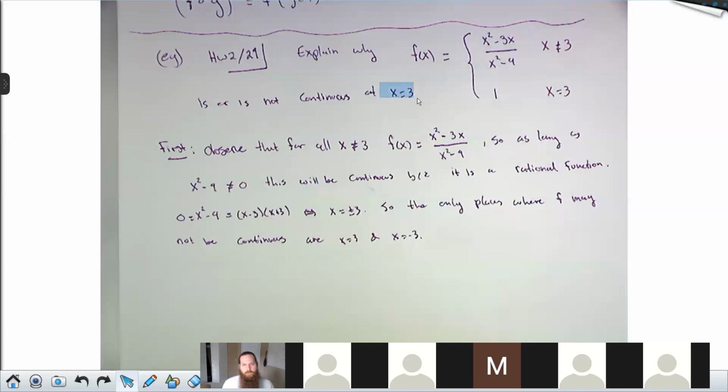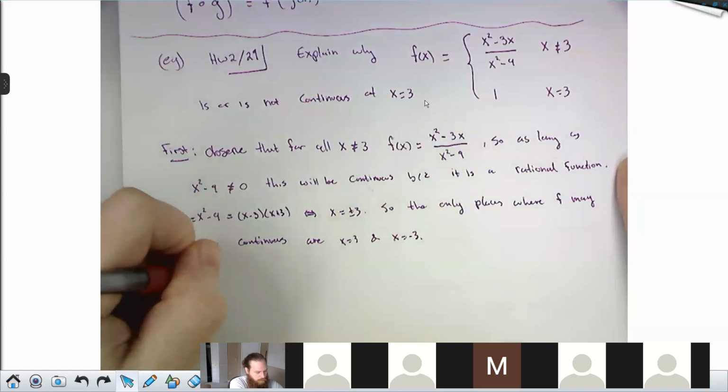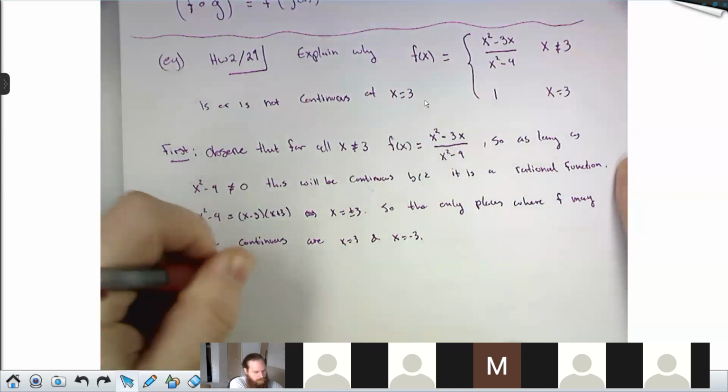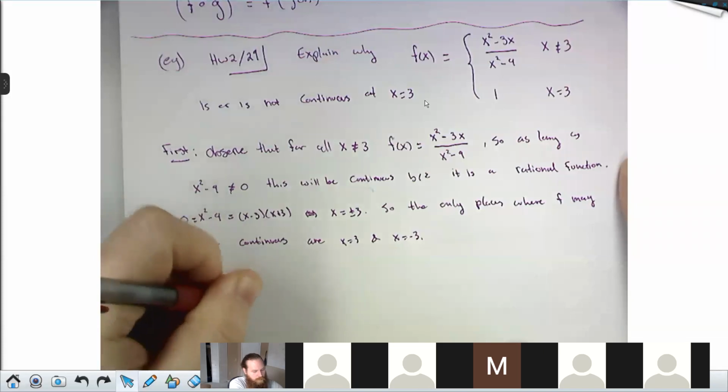Now they want us to look specifically at 3. To do that, I recommend trying to draw the graph, or at least playing around a little bit with the graph. To get the graph of this apparatus, we need to work with this thing: x squared minus 3x over x squared minus 9.